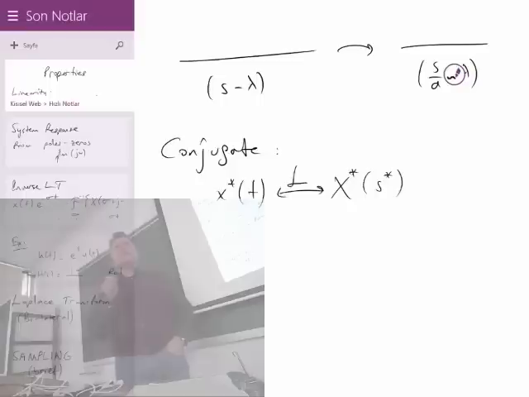What was the Fourier transform property, do you remember that? It was capital X conjugate of minus j omega. Isn't this the same? S conjugate is equal to minus j omega. Because sigma plus j omega is s, and its conjugate is sigma minus j omega. It only negates the frequency with a conjugation, overall conjugation term as well. So they are the same.